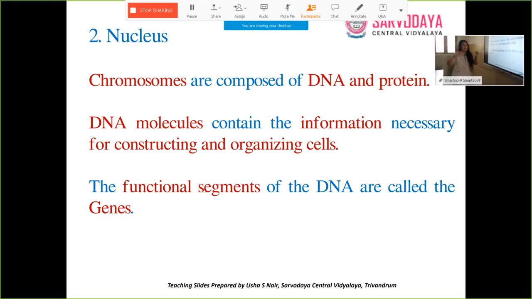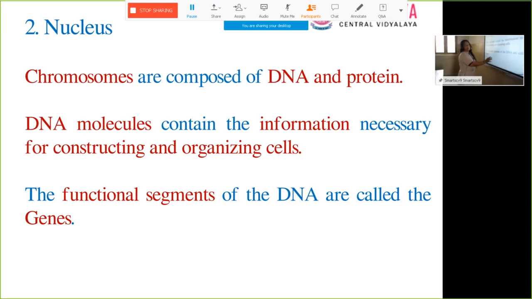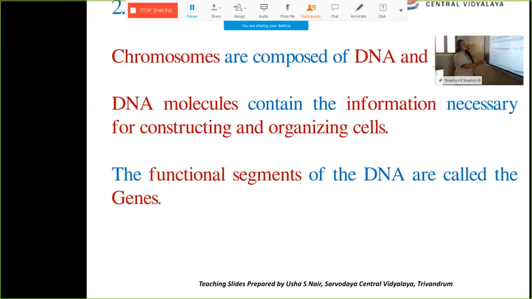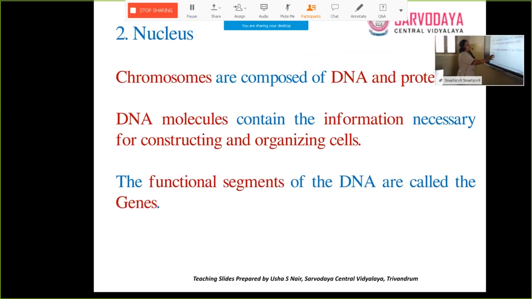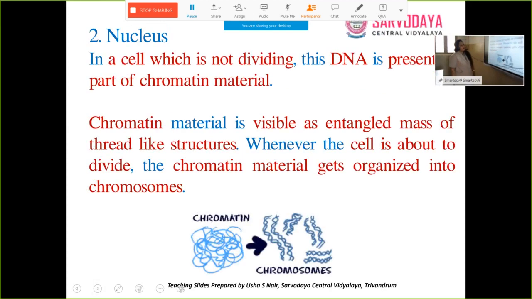Now, who is playing the main role in it? I'm sure by now somebody is reading: the functional segments of DNA are called genes. The functional segments of DNA are called genes. So genes play a great role. Now let us move forward.